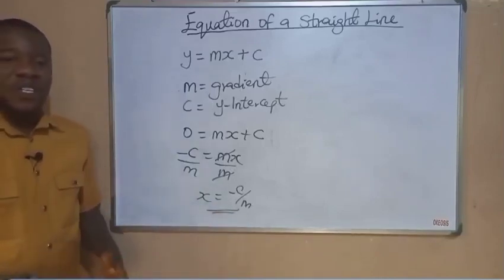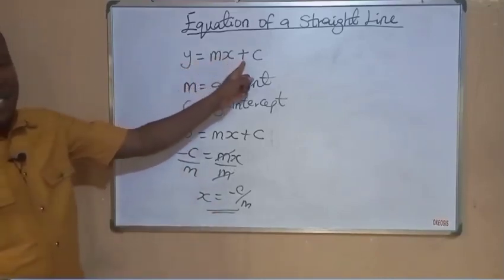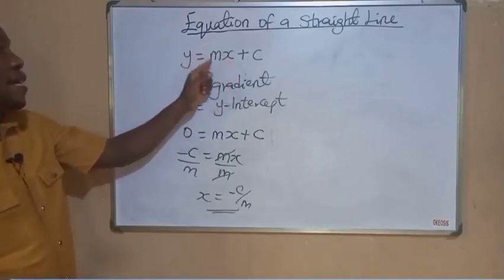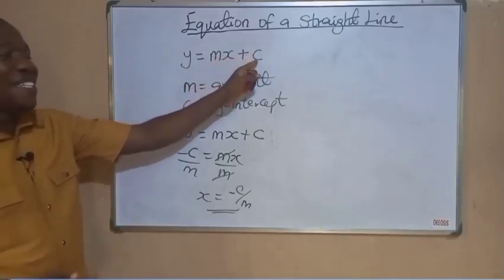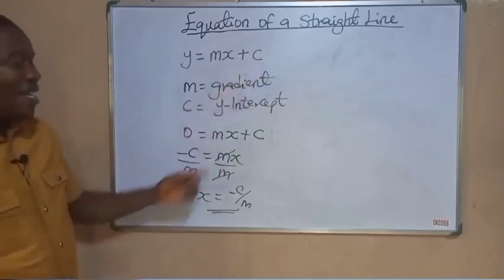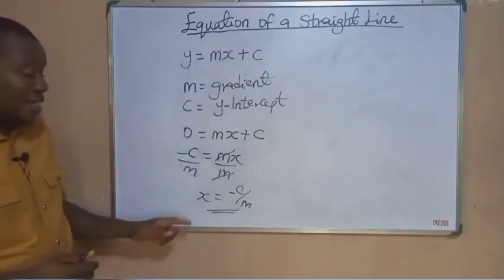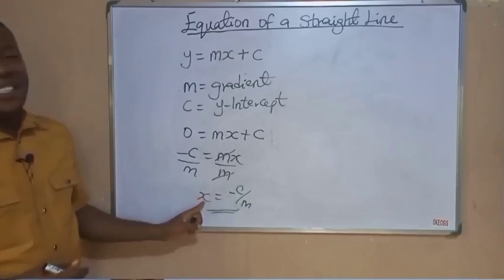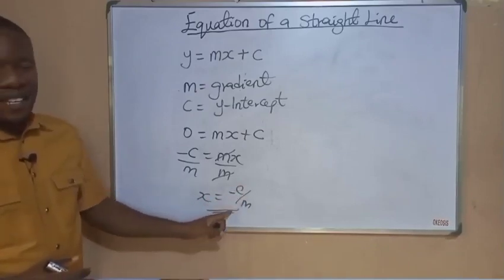Summary. The equation of a straight line is y equal to mx plus c. y and x are the variable points. m is the gradient. c is the y-intercept. Of course, from what I've explained, we're able to show the formula for the x-intercept. The x-intercept is minus c over m.